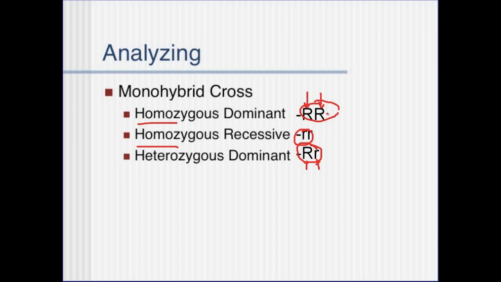Then we need to identify it as dominant or recessive. Dominant is represented by a big R. Big R's are dominant. Recessives are represented by little r's. So the reason that this one down here is dominant, even though it's got a big R and a little r, is that the big R is present, and therefore that's what makes it dominant.